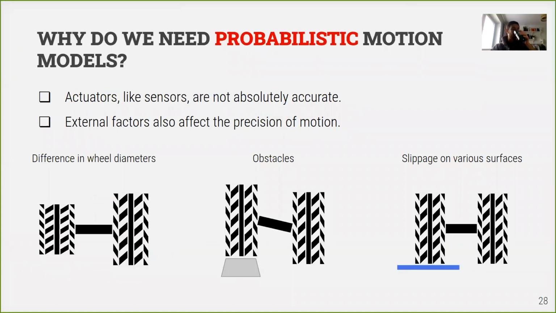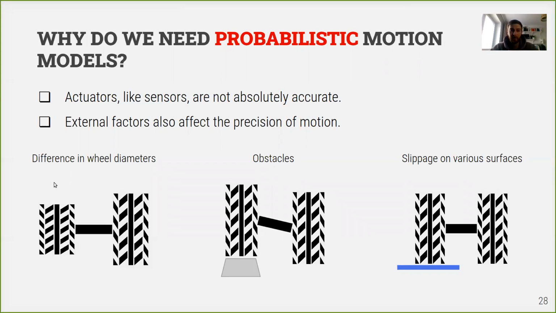So we need them because our actuators, like sensors, we discussed it previously, are not absolutely accurate. So our motors, even though they can be really, really precise, and the more precise motors are, the more expensive they are, obviously, they're still not 100% precise. They still have some errors, even though we're controlling them with some signals, they do not perform them 100% accurately. And also there are different external factors which also affect our motion and also affect precision of our motion.